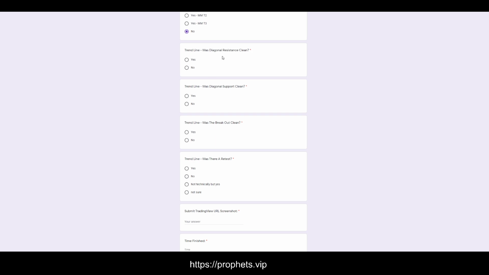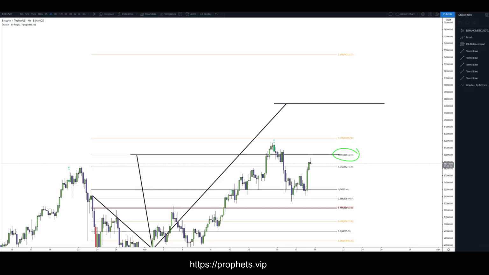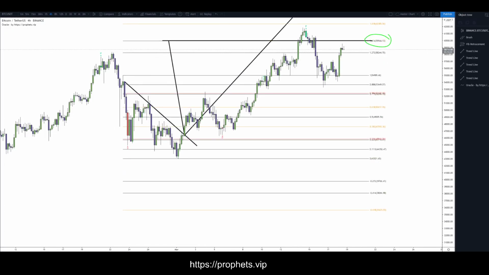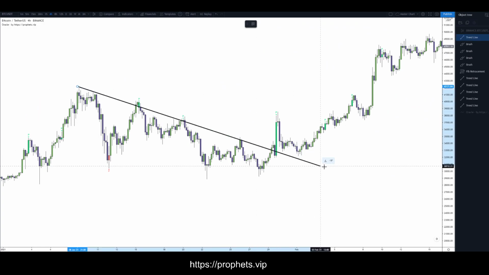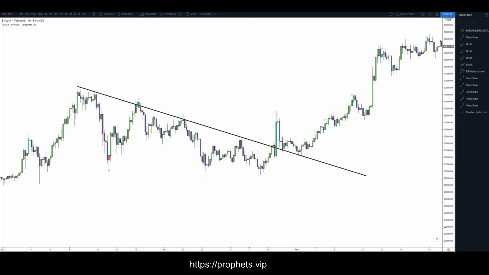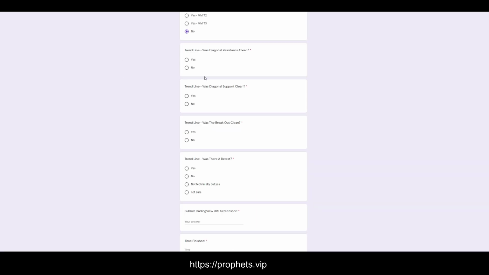Trend line was diagonal resistance clean, right? So that's this guy here. Pretty straightforward, right? This one's pretty clean. And if we were to use, say, this one, I'd say that'd be pretty clean too, somewhat, right? So if you went inside there, you got attempt to break out, rejection, bounced. It's very clean. In my opinion, that's very clean.